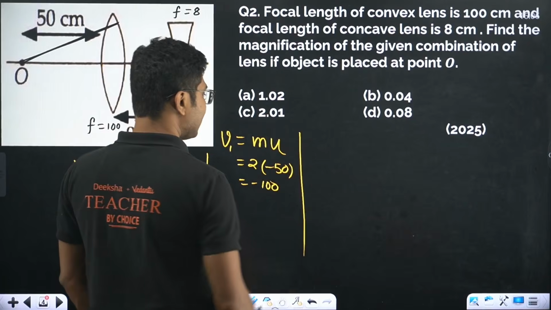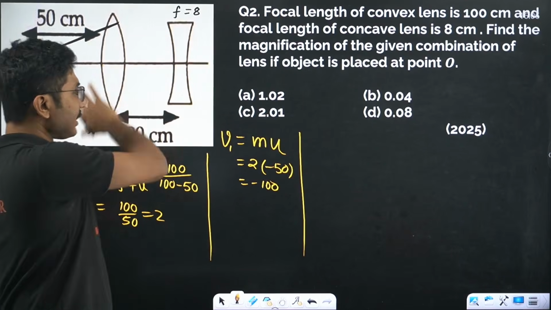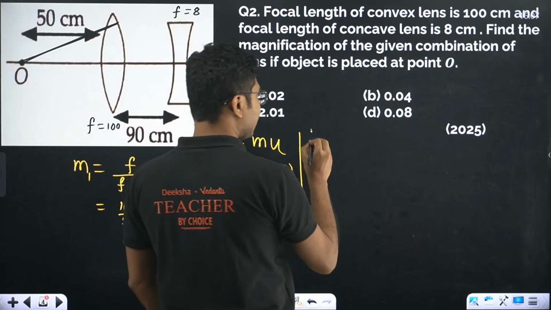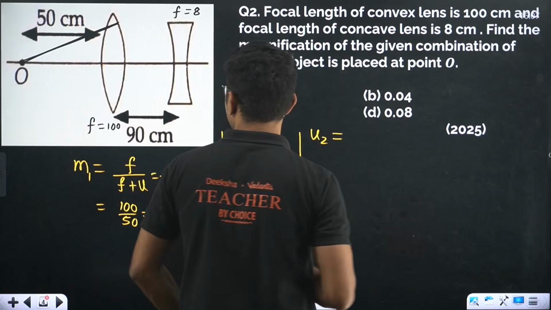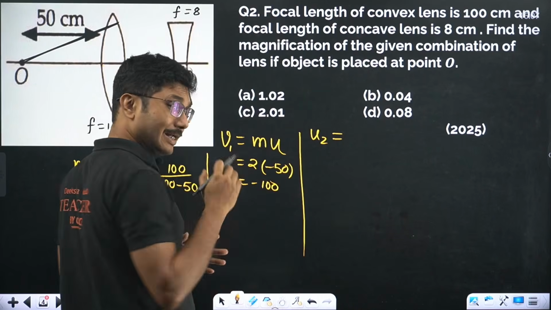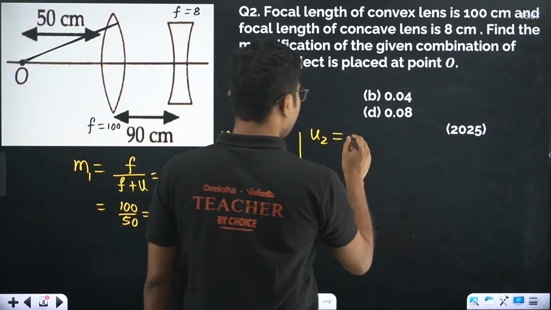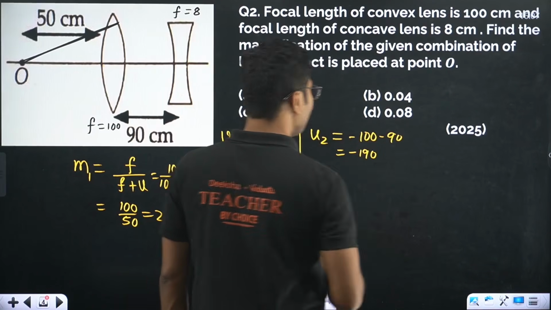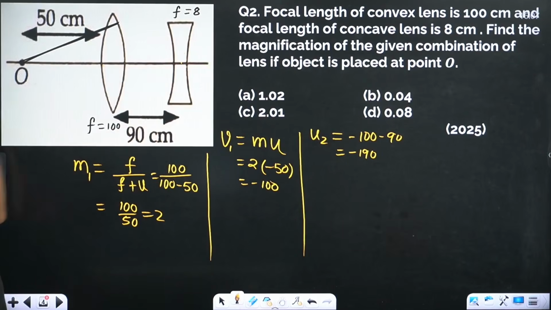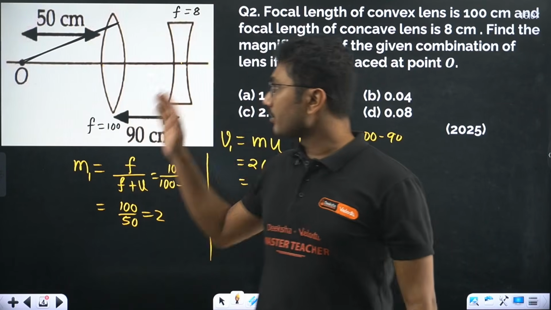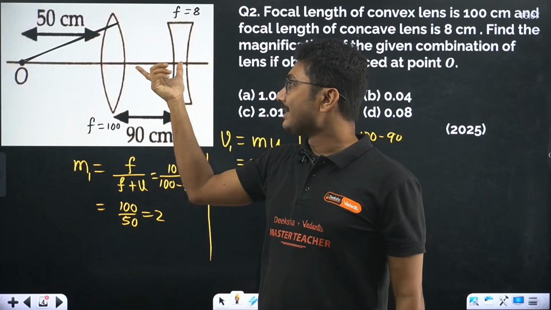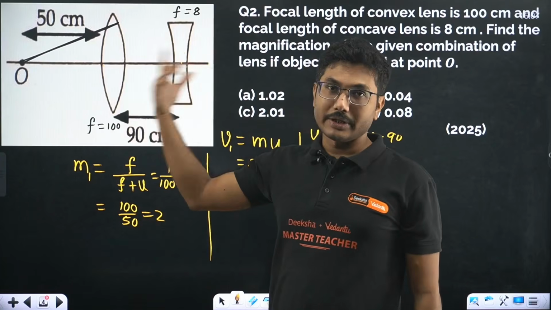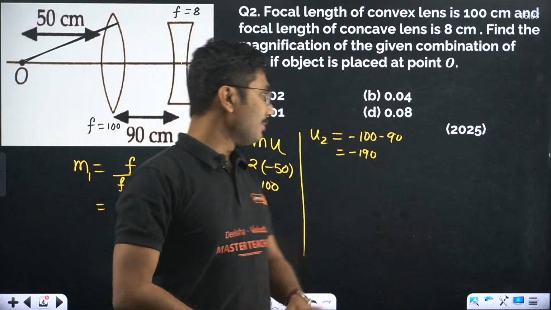Now what is the object distance for the second lens? The first lens part is done. So what is the object distance for the second lens? The object distance for the second lens, u2, will obviously be this 90 and this 100, but both of them will be negative. So minus 100 minus 90, that is minus 190. Why are both negative? Because both distances are on the left hand side of this lens. So that means this distance is also negative. The image which is forming even beyond this lens is also negative. So both negatives add and it becomes minus 190.